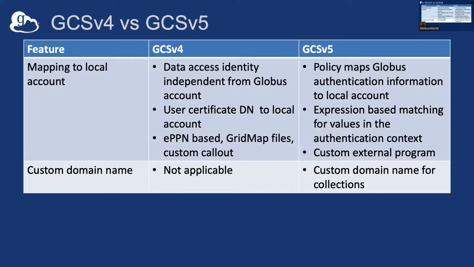And then you can do custom domain names for collections. So you can set up a domain name for a particular mapped collection. So the user is, for example, coming into, I don't know, data.uchicago.edu rather than, say, here is your UUID for that endpoint, right? You can actually have some domain names set up for that.